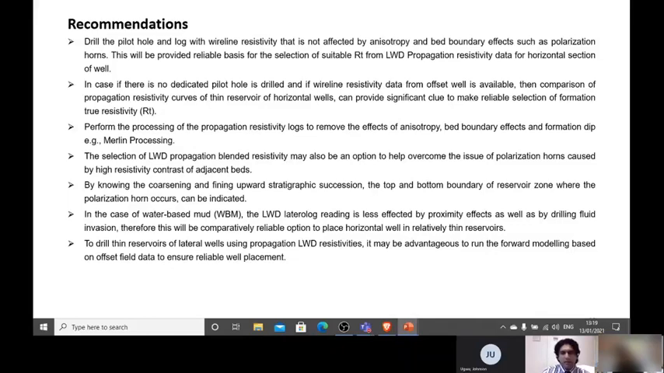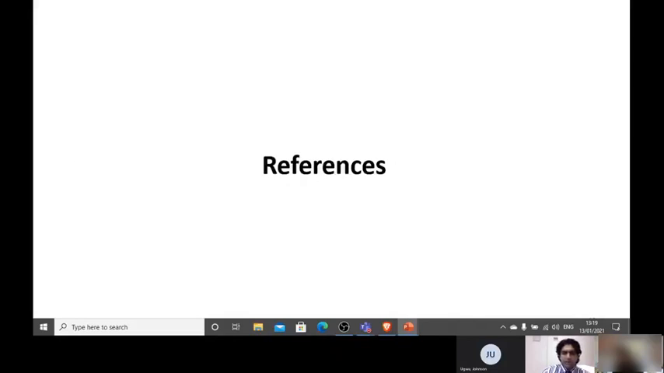Top and bottom of reservoir zone can be determined by knowing the coarsening and fining upward stratigraphic succession. In case of water-based mud, lateral log tools can provide more reliable true resistivity of formation compared to propagation resistivity. The forward modeling based on offset well data can be used to ensure reliable well placement.